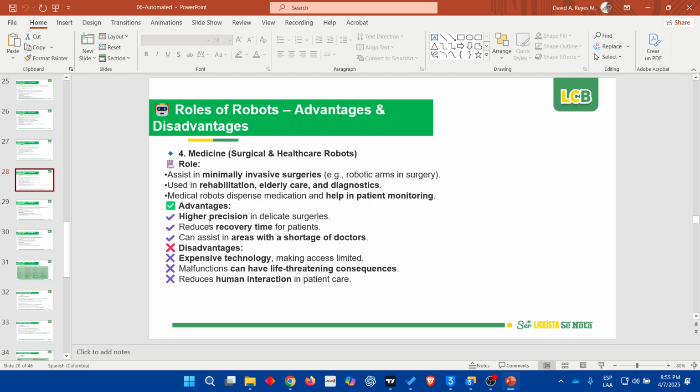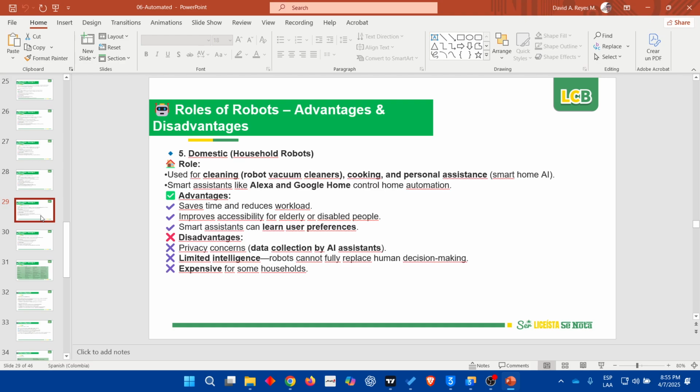Advantages: high precision, reduces recovery times, can assist in areas with a shortage of doctors. Disadvantages: very expensive technology. Malfunctions can have life-threatening consequences. Imagine that you are getting a surgery and the robot that is assisting your doctor fails. Oh man, I cannot imagine what would happen there. And it reduces human interaction in patients' care.